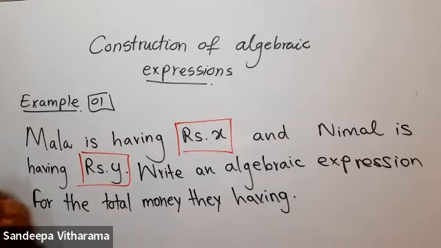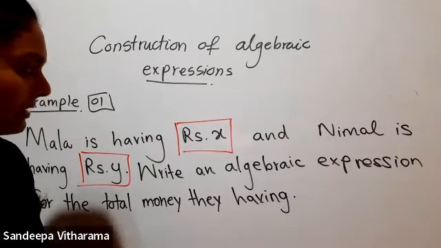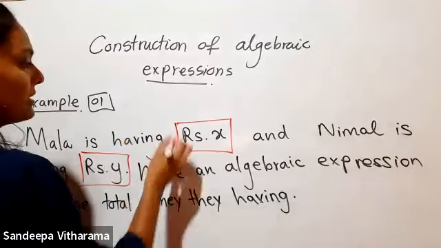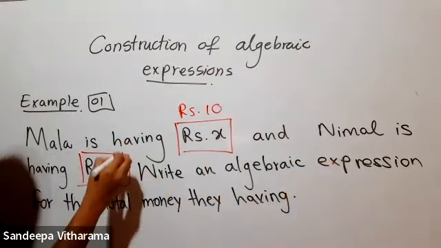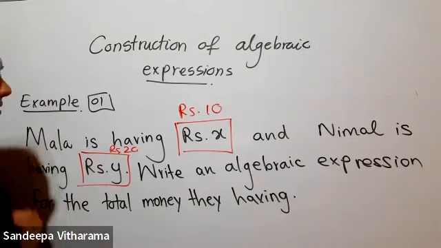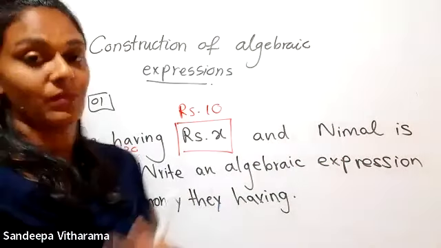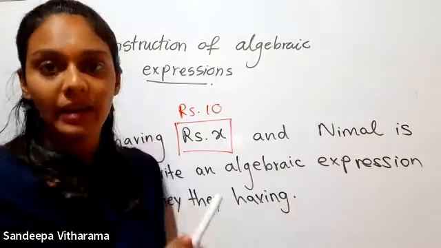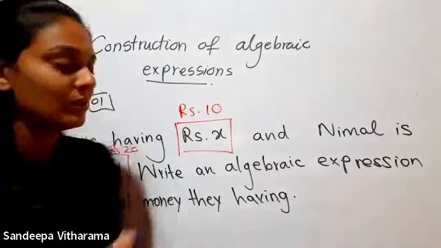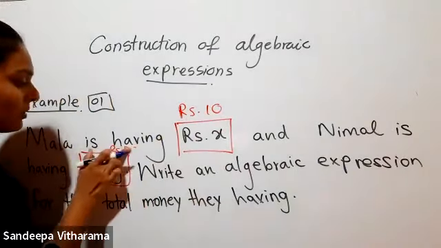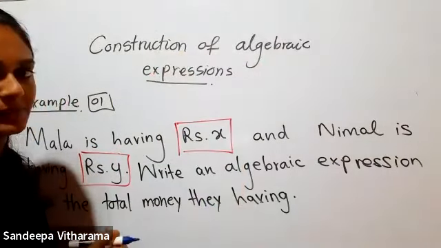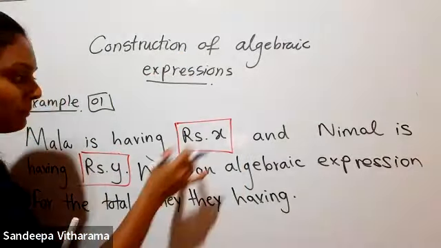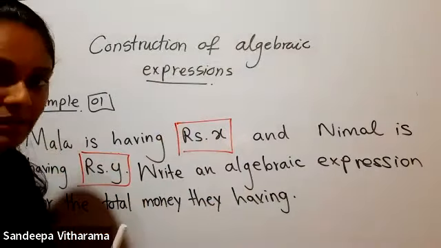Now you may think it is given that Mala is having 10 rupees and Nimal is having 20 rupees. Then you are asked to find the total amount they have. Then what you do? You just add these two, no? But this time we cannot add x and y.